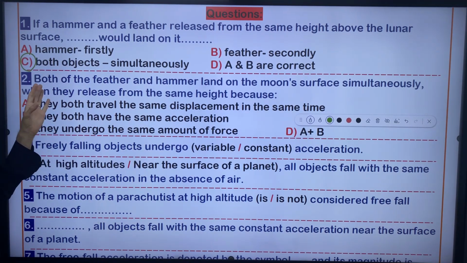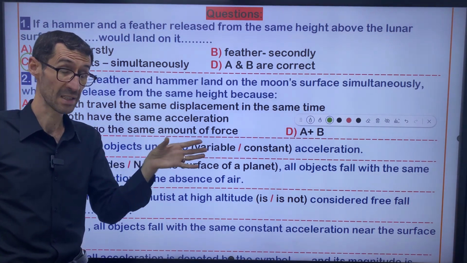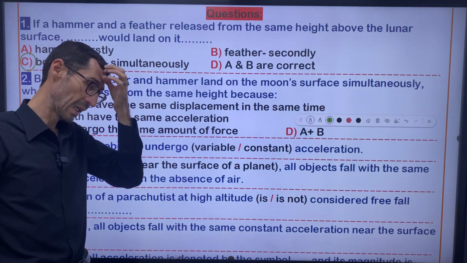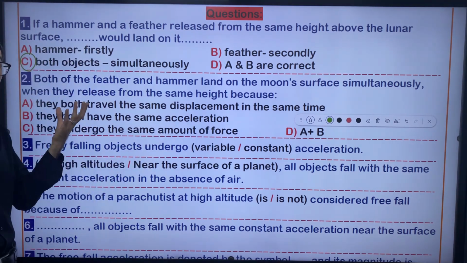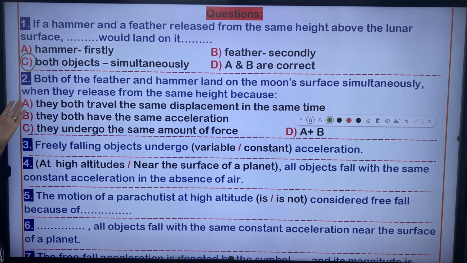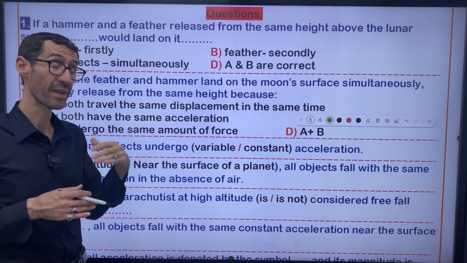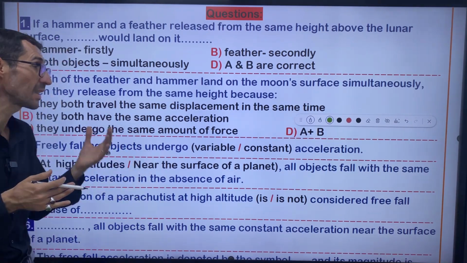You know that this experiment took place by David Scott, an American astronaut. He did this experiment over the surface of the moon in 1971. So what's the reason? Why do feather and hammer land on the surface of the moon simultaneously?